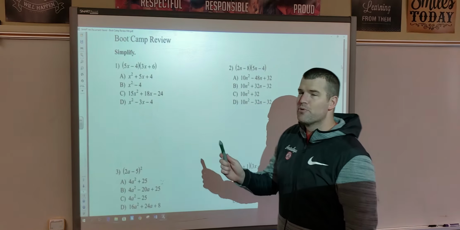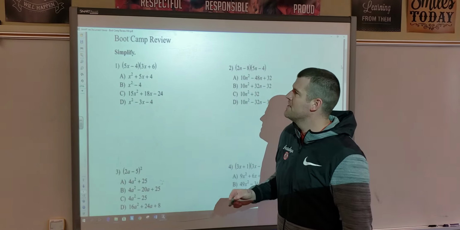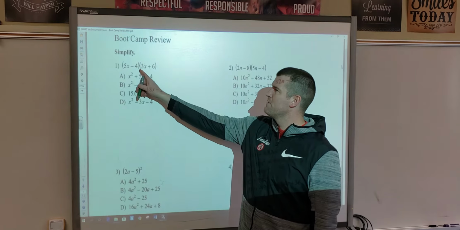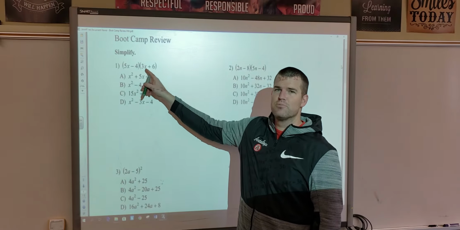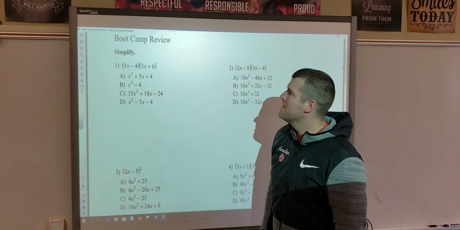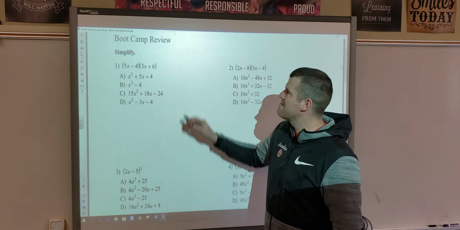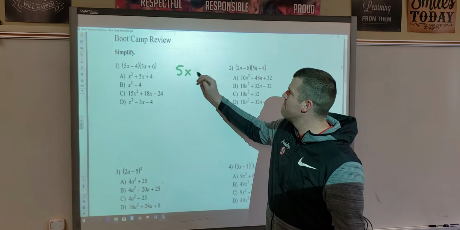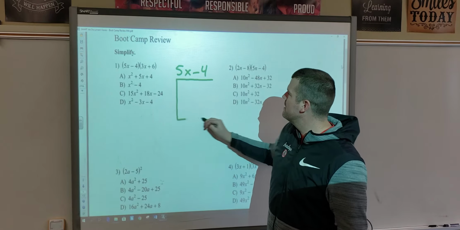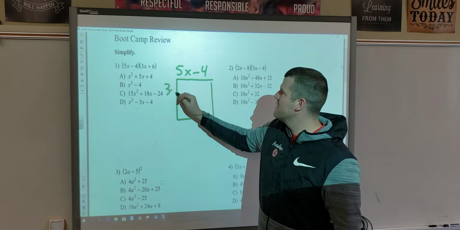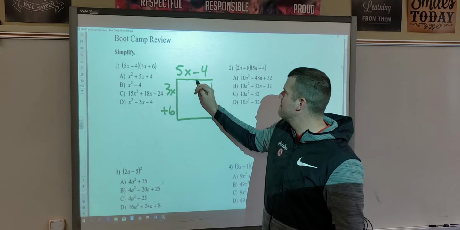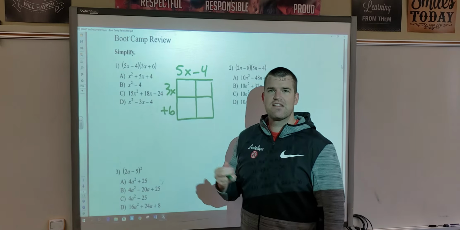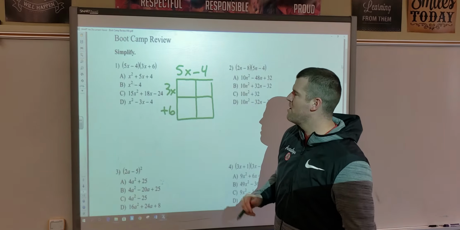All right, so number one, we've got multiplication. We know it's multiplication because we don't have a plus or minus in between the two parentheses, so we're going to multiply. And when we multiply, we use our box. So I'm going to put my 5x minus 4, and then on the other side of my box, the 3x plus 6. Or your teacher might refer to this as the area model, or the area box.